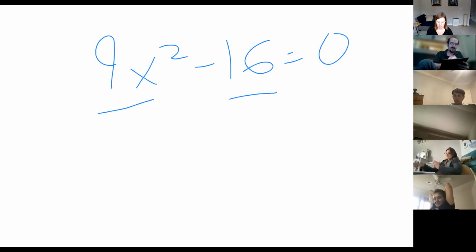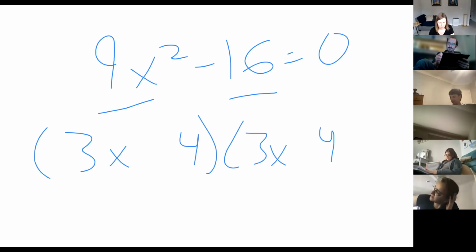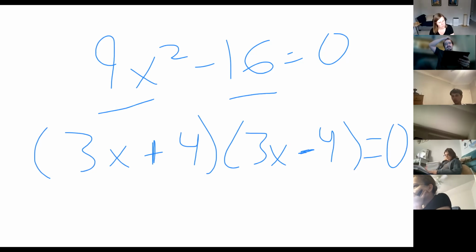And so I look at this first thing. If I want to take a square root of 9x squared, what is that going to give me? 3x. And if I want to take a square root of 16, what is that going to give me? 4. So I know I have a 3x and a 4, a 3x and a 4. And what about the signs there? One needs to be positive and the other one needs to be negative. Yep, that's the difference of squares. And we know this thing is equal to 0.